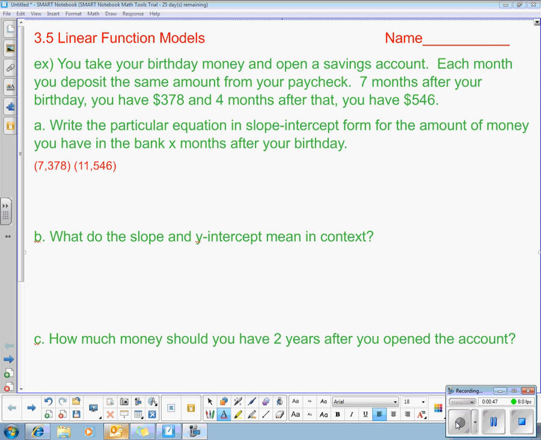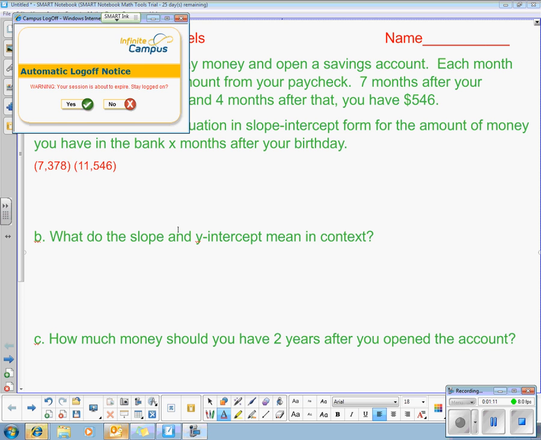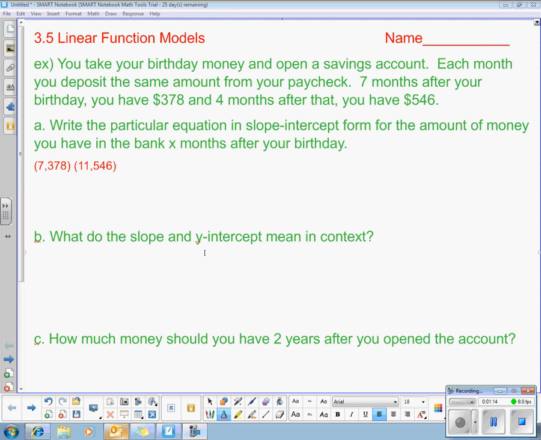So there are two setups that you need to be able to deal with. This is the most common in our book, where the context of the situation gives you two data points. So in this case, you take some money and you open a savings account. I'm not telling you yet how much money you deposited on your first trip to the bank, but I'm telling you 7 months later you have $378, and 4 months after that you have $546.